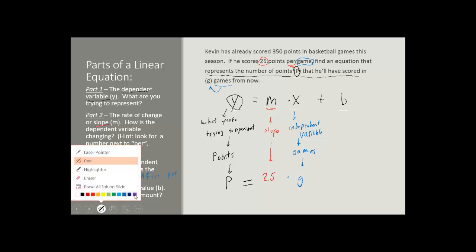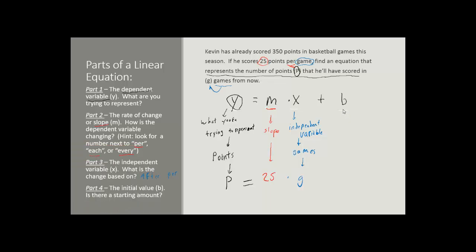That takes us to our fourth variable, the b. Now, the b is just the initial value. And so let's look through the question and see if it mentions some kind of starting amount. Well, it says Kevin has already scored 350 points. So our initial number of points, our initial value, is 350.